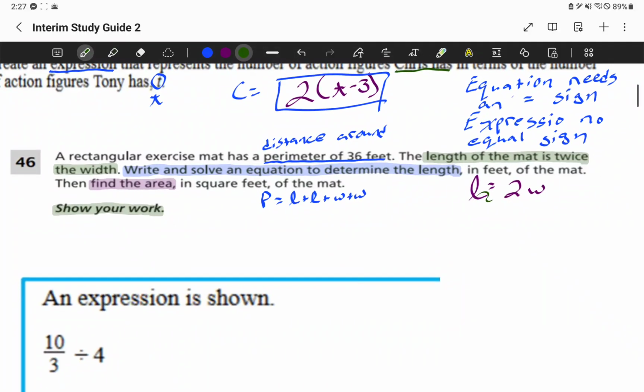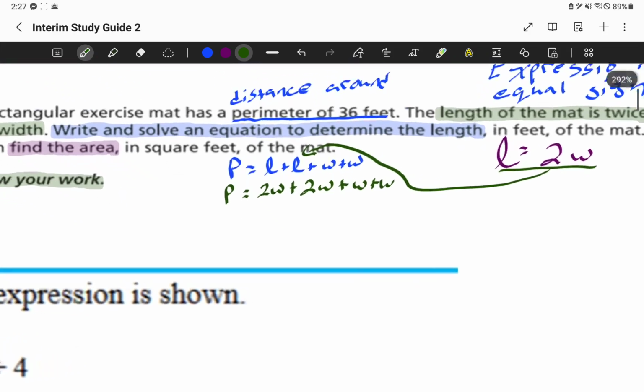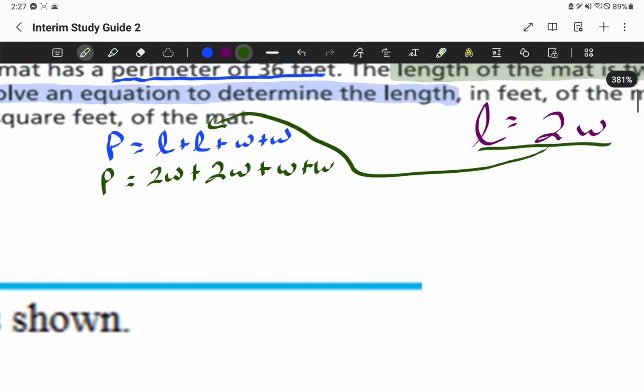Okay, so since we know that L is 2W, I'm going to replace my L's with 2W. So P equals 2W plus 2W plus W plus W. Okay, so all I've done is replace my L's with 2W's. Well, 2 plus 2 is 4, plus 1 is 5, plus 1 is 6. So the perimeter is 6W.